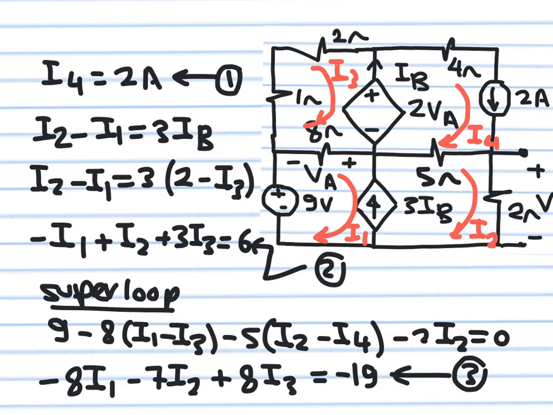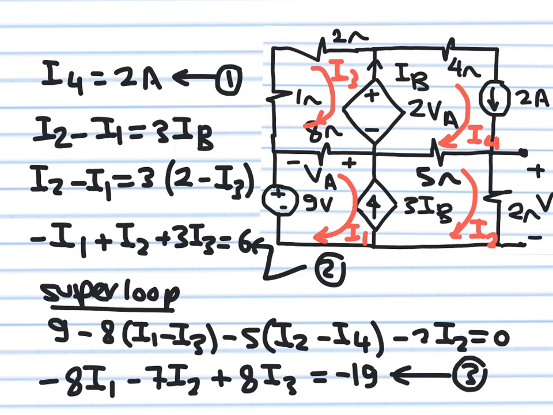Again, I cannot write KVL here, I cannot write KVL here. Why? Because we have this dependent current source and we don't know the voltage drop across it. But this current source can give us two equations. How? As we did in class, if the current flowing here is I2 and the current flowing here is I1, then the current in this branch flowing from bottom to top is I2 minus I1. So I can get one equation: I2 minus I1 is equal to 3IB.